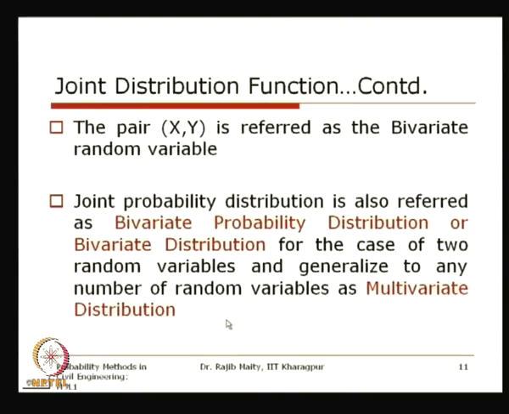Now the pair (X, Y) is referred to as the bivariate random variable. The joint probability distribution is also referred to as the bivariate probability distribution or bivariate distribution for these two random variables, and it generalizes to any number of random variables as the multivariate distribution.